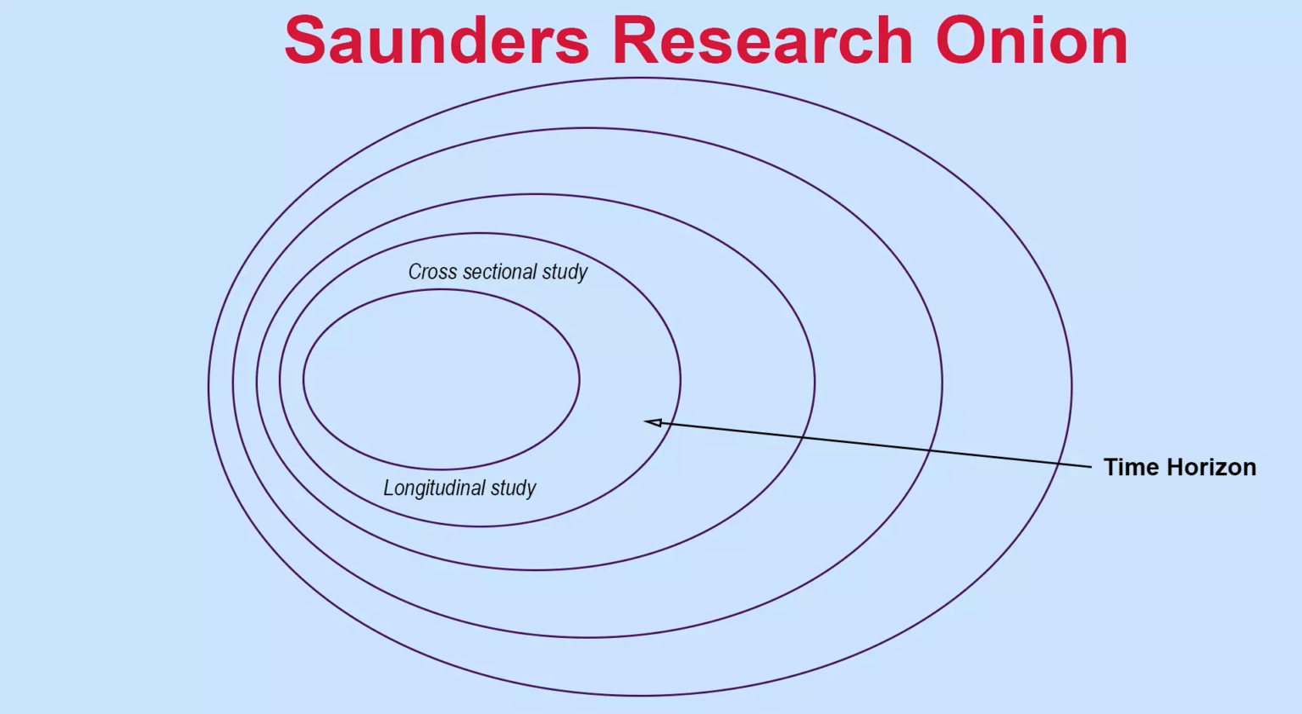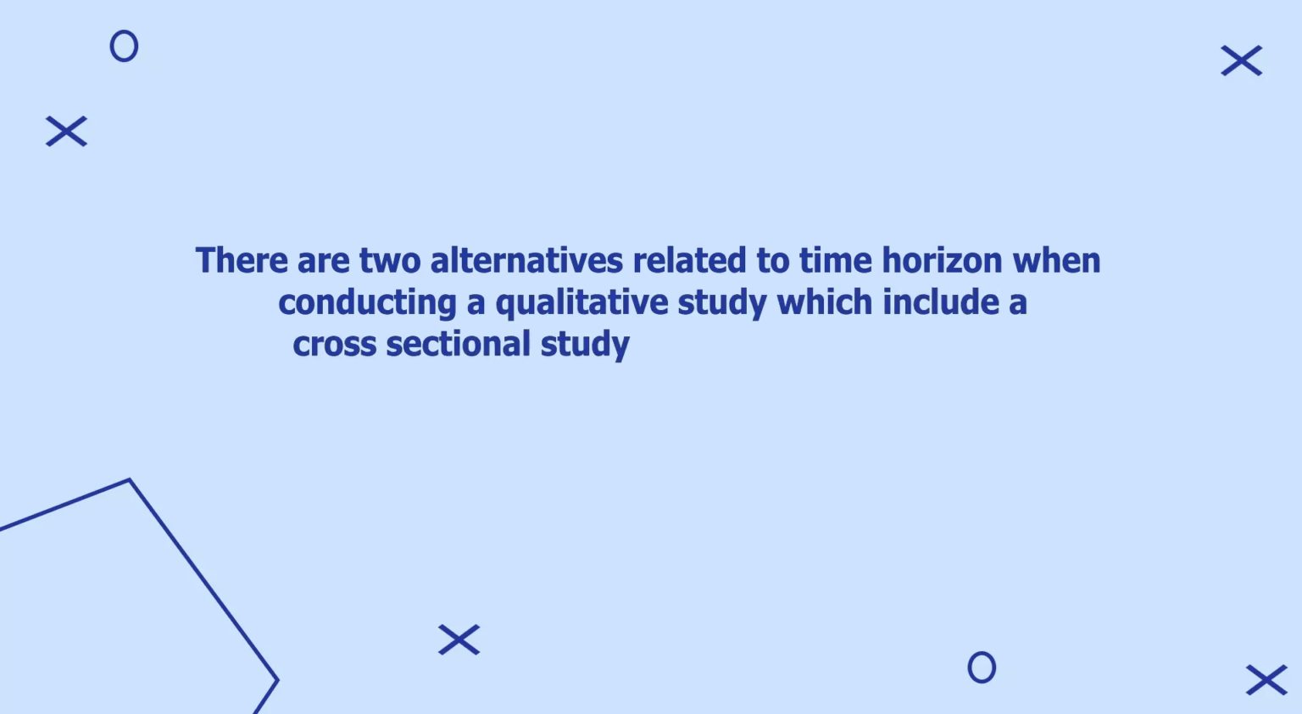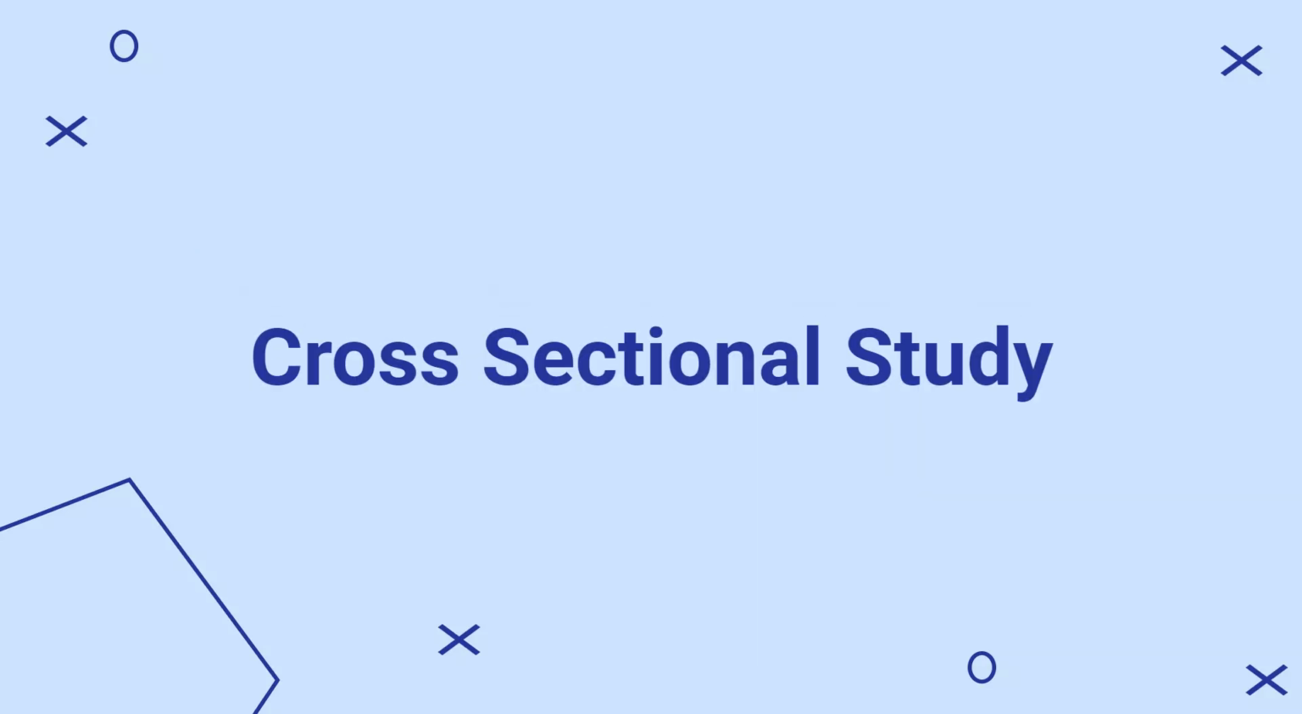Let's look at the fourth layer that we need to peel when using the Saunders research onion in writing our methodology section, which is time horizon. There are two alternatives related to time horizon when conducting a qualitative study, which include cross-sectional study or a longitudinal study. Let's look at a cross-sectional study.